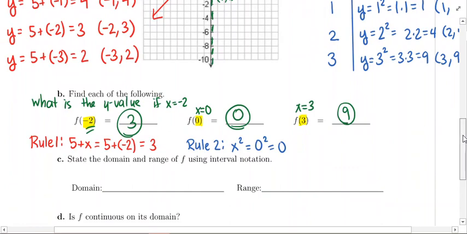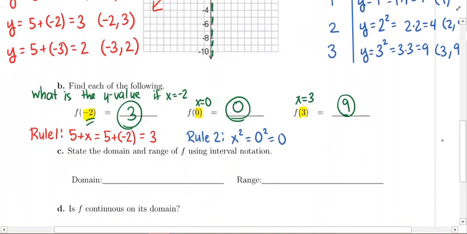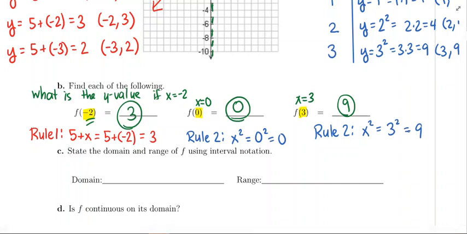Again, you could use the formula instead if you don't like using the picture. You have to figure out which rule fits the bill. If x is 3, you're going to use the second rule because 3 is bigger than or equal to 0. So we would use rule 2, which is x squared. X is 3 here, so 3 squared is 9. That's how you want to evaluate a piecewise defined function. Remember, you cannot have two different outputs. Every input has to have a single output.